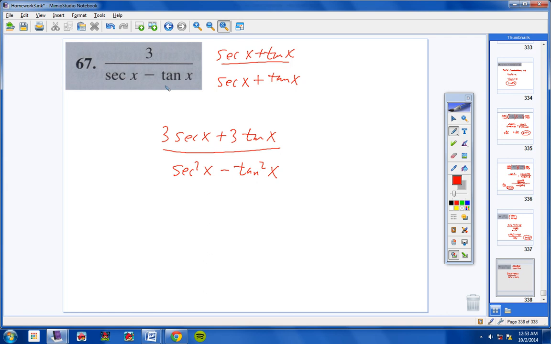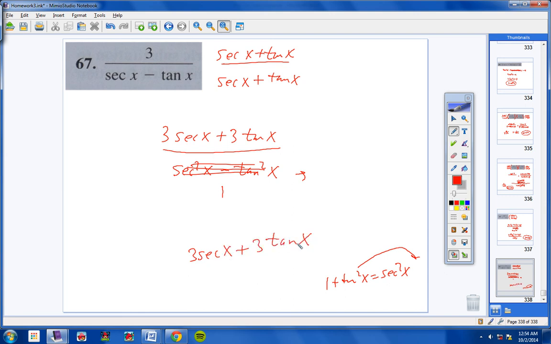Okay, now let me turn to my trig identities. And what I'm looking at here is, well, we're basically done. We are done. If you look at your trig identities, you have this right here. You have 1 plus tangent squared equals secant squared, okay? But if you bring the tangent over and make it negative, then 1 equals secant squared minus tangent squared. So, secant squared minus tangent squared, right here. So really, this whole numerator is over 1. So your final answer is 3 secant x plus 3 tangent x.